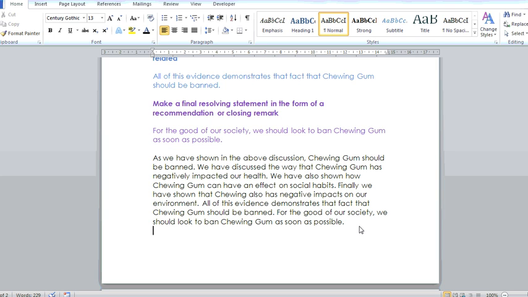As we have shown in the above discussion, chewing gum should be banned. We have discussed the way that chewing gum has negatively impacted our health. We have also shown how chewing gum can have an effect on social habits. And finally, we've shown that chewing gum also has negative impacts on our environment. All of this evidence demonstrates the fact that chewing gum should be banned. For the good of our society, we should look to ban chewing gum as soon as possible. Alright, wonderful, clear, effective, structured conclusion for the C level.